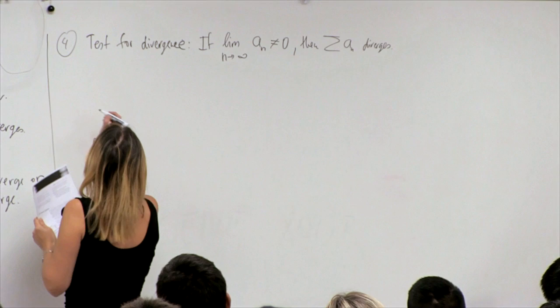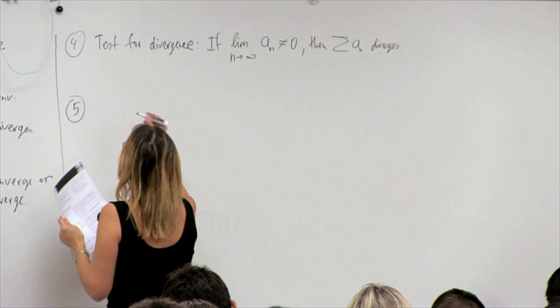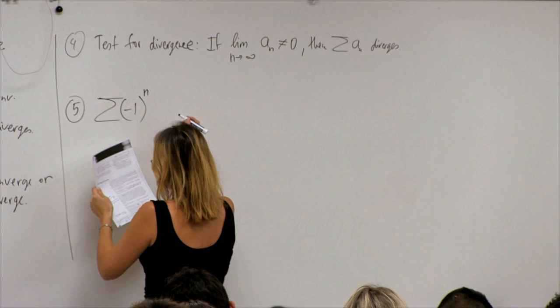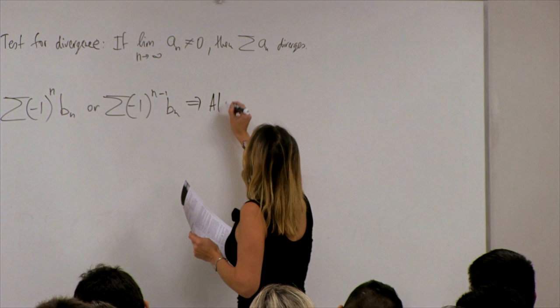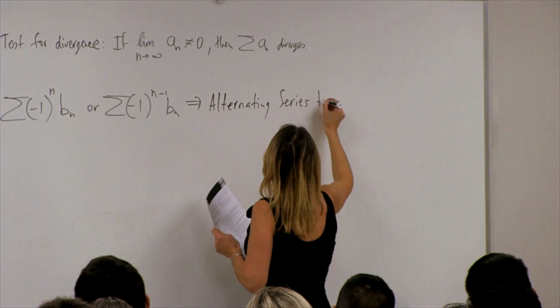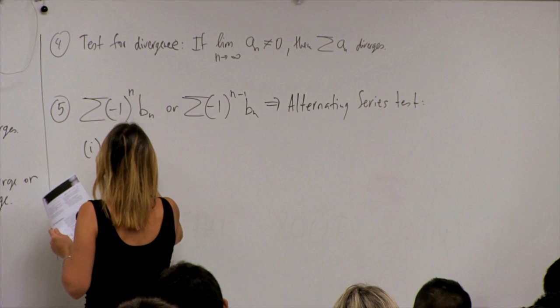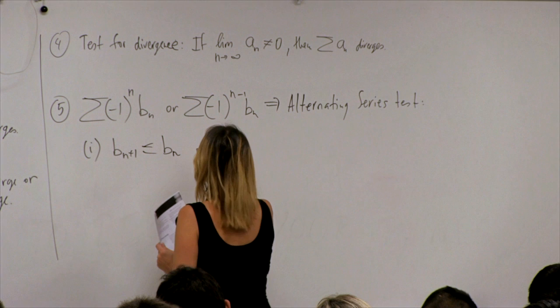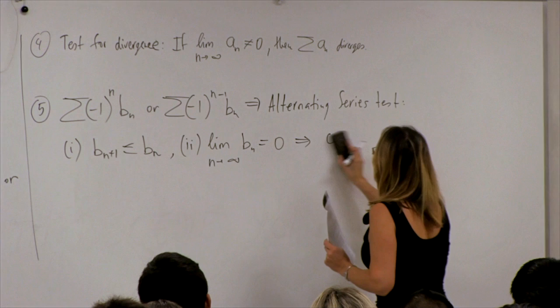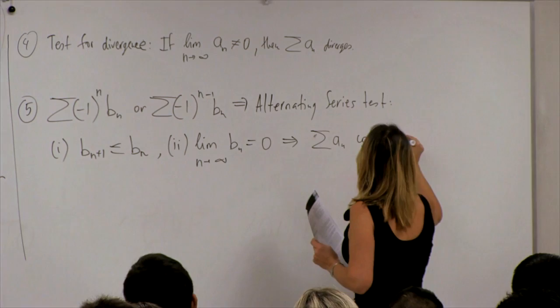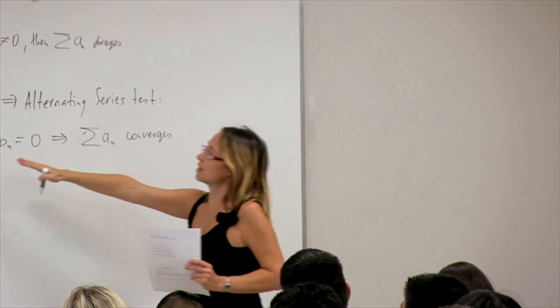Number five, alternating series test. So the series should have this form or something like this, (-1)^(n-1) b_n, something like this. Alternating series test. So do you remember what we have to test? So if b_(n+1) is smaller or equal to the previous one, and the limit of b_n is 0, then a_n converges. Okay. So if we have this alternating sign, we have the special test for such things. Good.